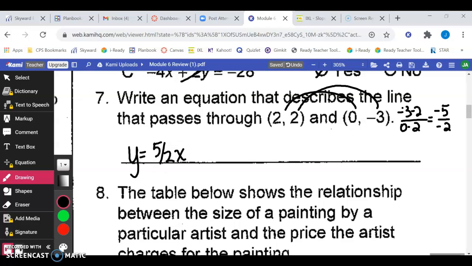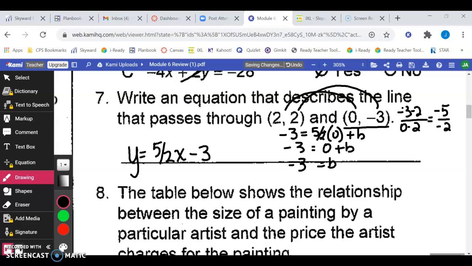Now we're going to plug one of the points into y equals mx plus b. So I'm going to pick this one. So y is negative 3. Our slope is 5 halves. And we're going to times by x, which is 0, and we're going to get our b. So this is 0, and we multiply by 0. So 0 plus something is going to give me negative 3. Well, that would be negative 3. So our y-intercept is minus 3.